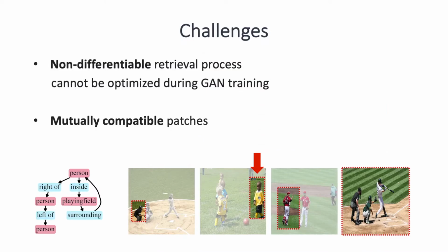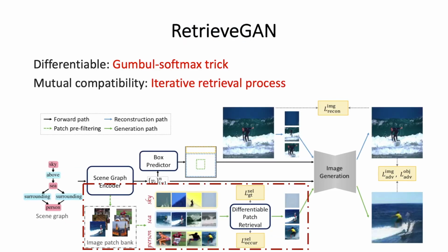There are two issues in our work. First, the retrieval process is usually not differentiable. Second, the selected patches need to be mutually compatible. Therefore, our contributions are in the retrieval process. First, we use the Gumbel softmax trick to make the retrieval process differentiable. Second, we design an iterative retrieval process to select mutually compatible patches.